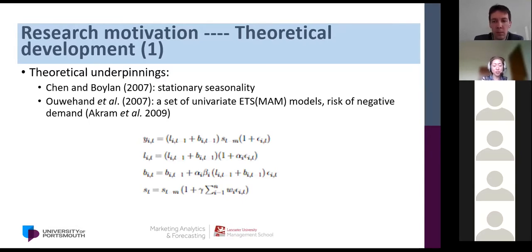So the last equation here: Y_it is the demand, L is level, B is trend, and S is seasonality. If you look at that last equation, instead of S_it, so individual at time t, they have S_t, so that seasonal component is modeled as a common component. As I mentioned earlier, they also looked at a common smoothing parameter for seasonality. That's the gamma there.